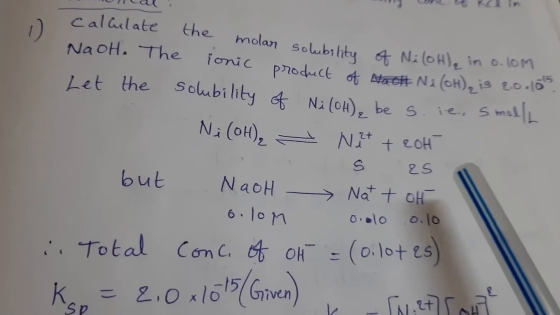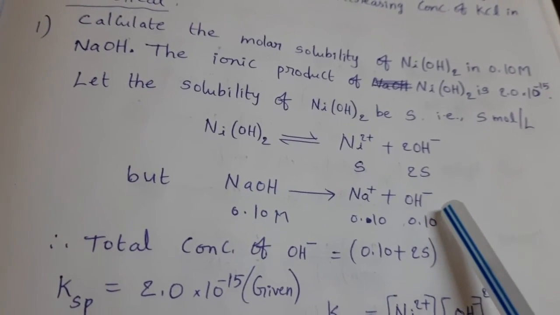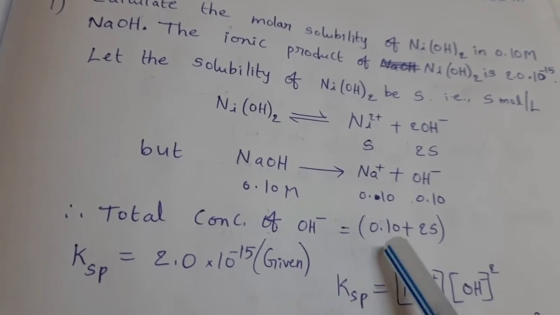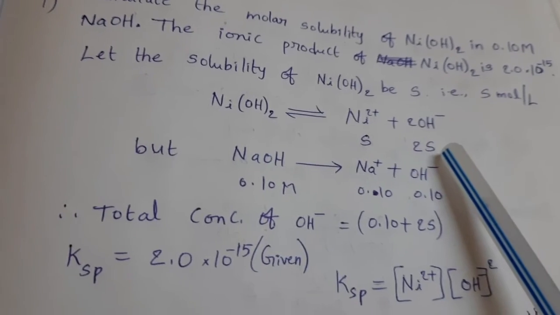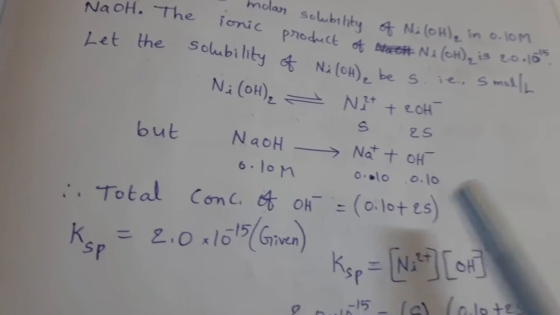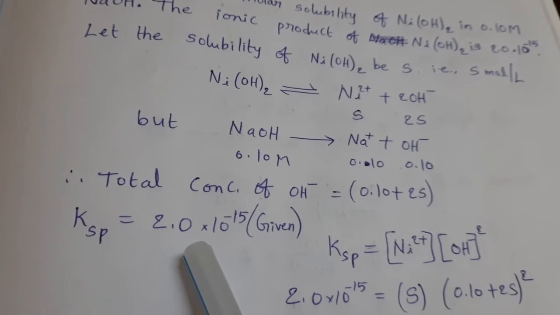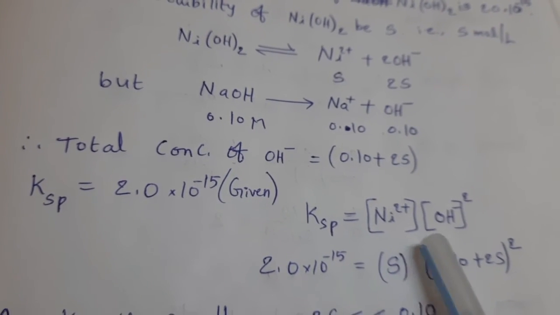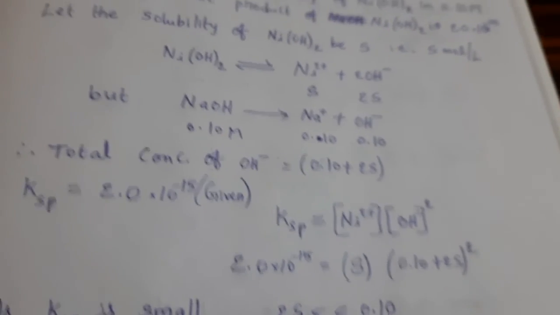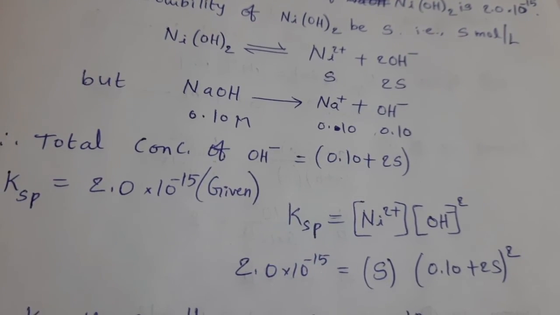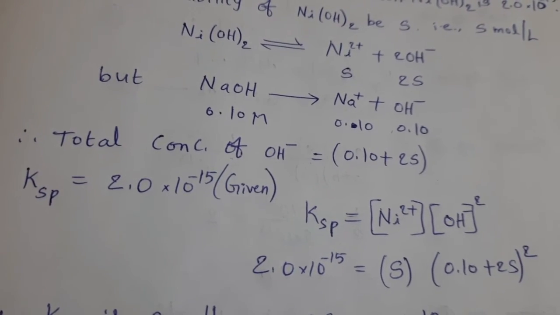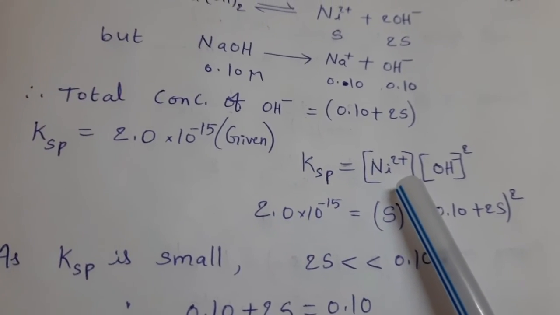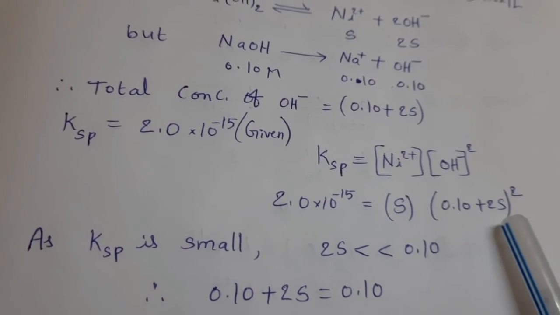See the two reactions here and here. OH- ions are produced. So the total concentration is this concentration plus this concentration, 0.10 plus 2S. Ksp for Ni(OH)2 is given in the question, 2.0 into 10 power minus 15. Now Ksp equals, this is the expression, concentration of nickel ion Ni2+ into OH- ion concentration whole power 2. Substitute the Ksp value, and here the nickel ion concentration is S.